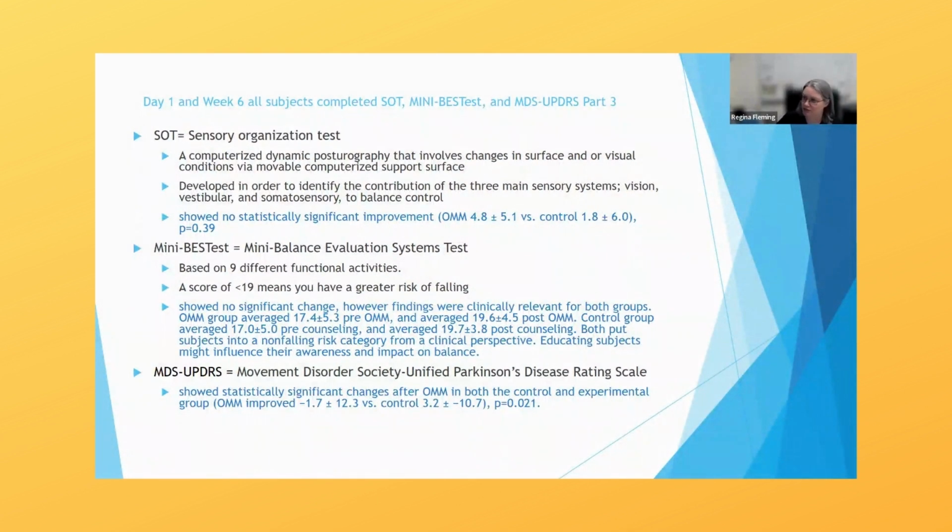Does anyone have any questions on this study? Okay, like I said, N of 9, it would be great if this one could be redone on a larger scale.